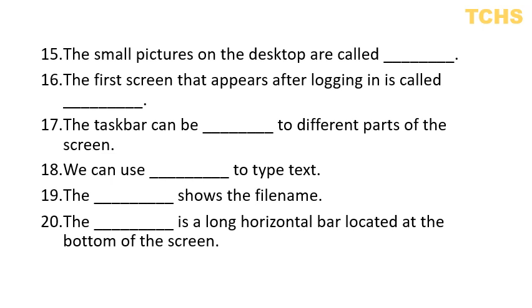The taskbar can be dashed to different parts of the screen. You know what this is? The taskbar can be moved. You can fix your taskbar anywhere on the screen, at the top edge, left edge, or right edge. You can move it and you can lock it, and there it will be fixed. Usually we keep it down, but it is your wish. If you want to keep it at the side, you can. So the taskbar can be moved to different parts of the screen.